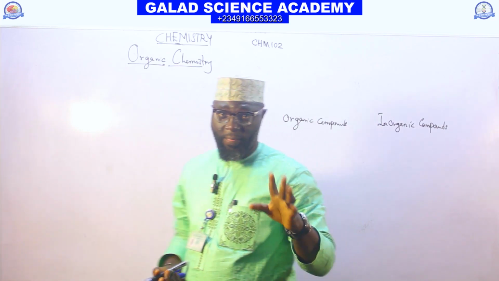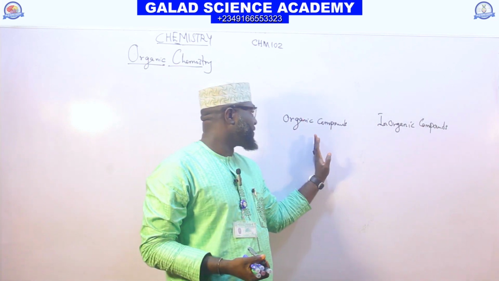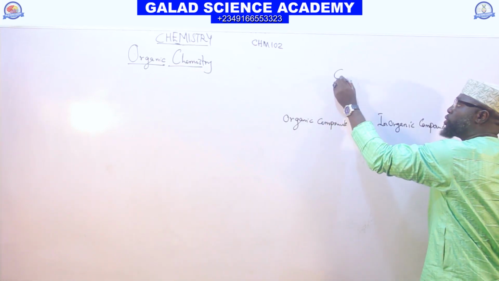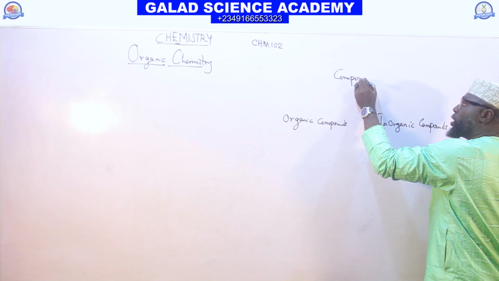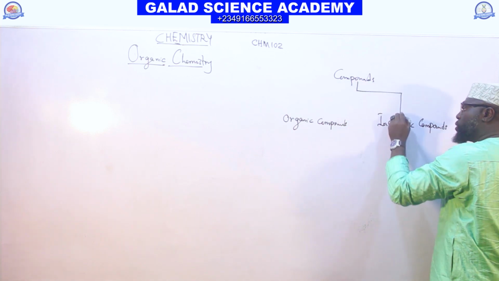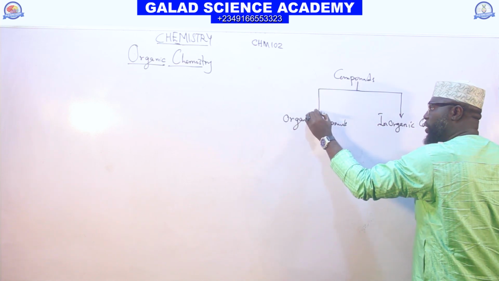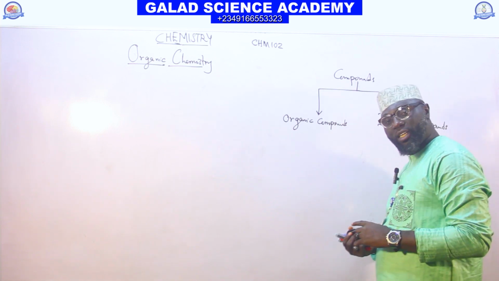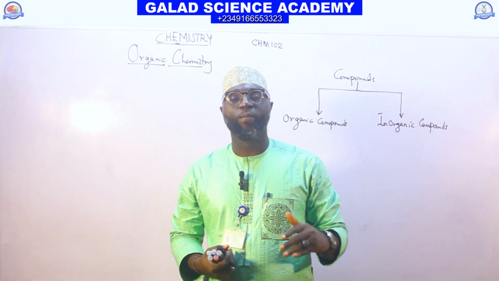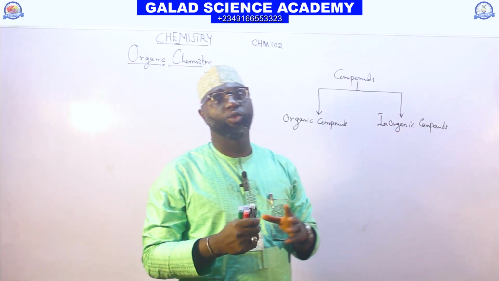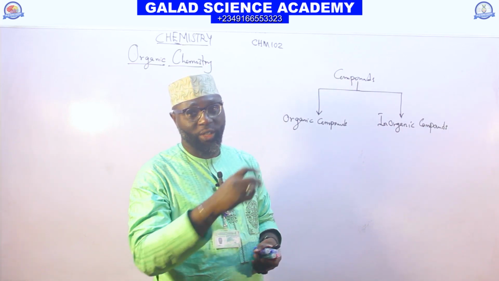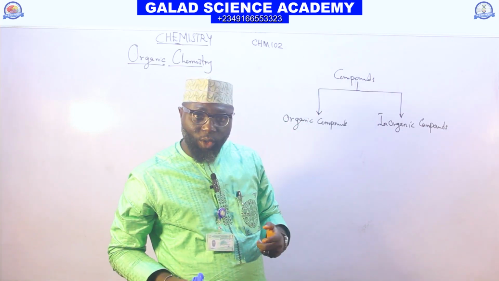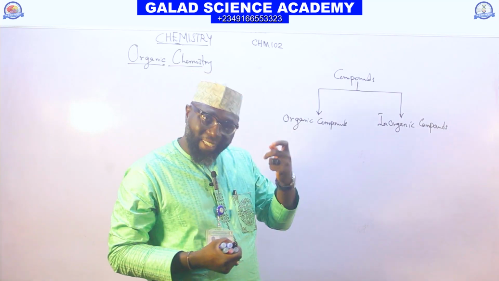I said that in older days, scientists classified all the compounds we have in chemistry into two: organic and inorganic. They classified the compounds into two based on their source, that is, where they get them from.